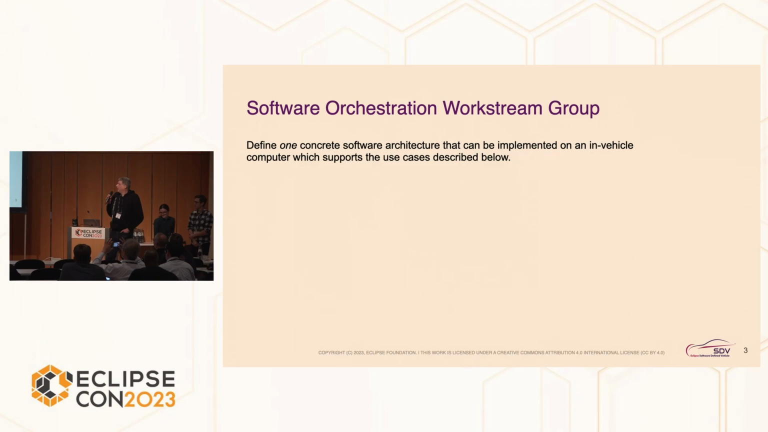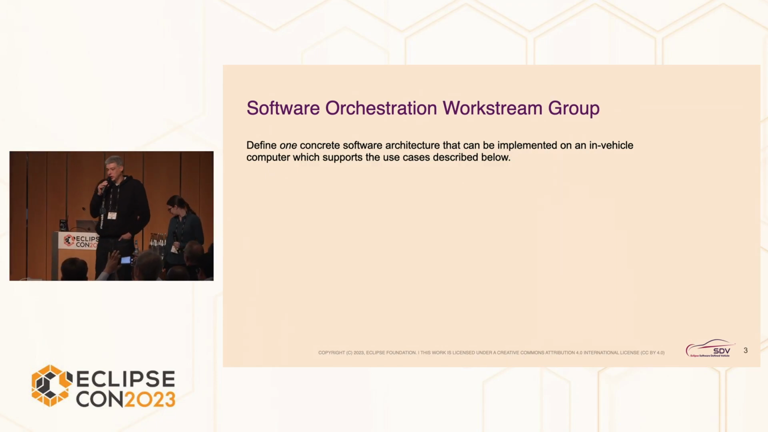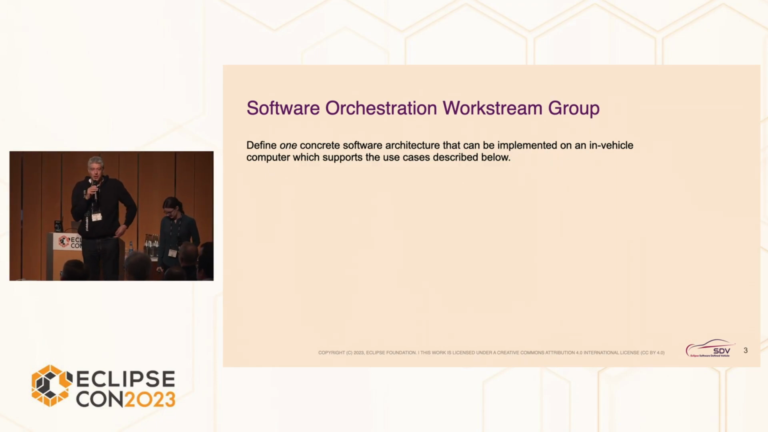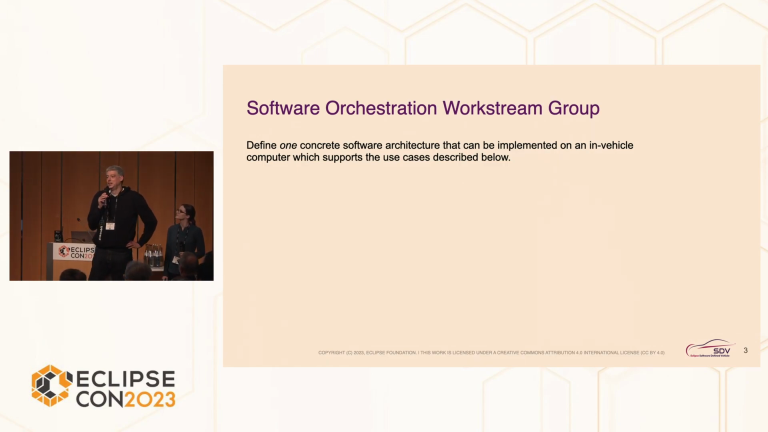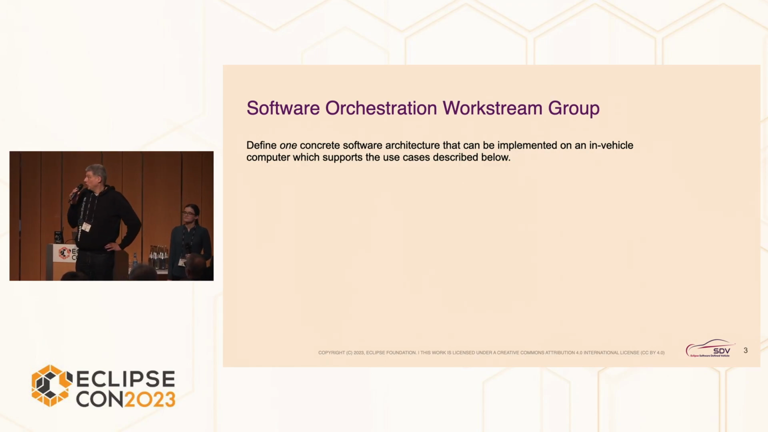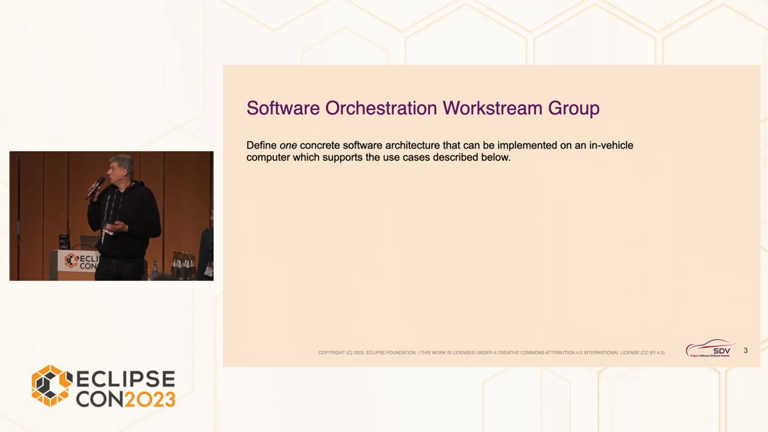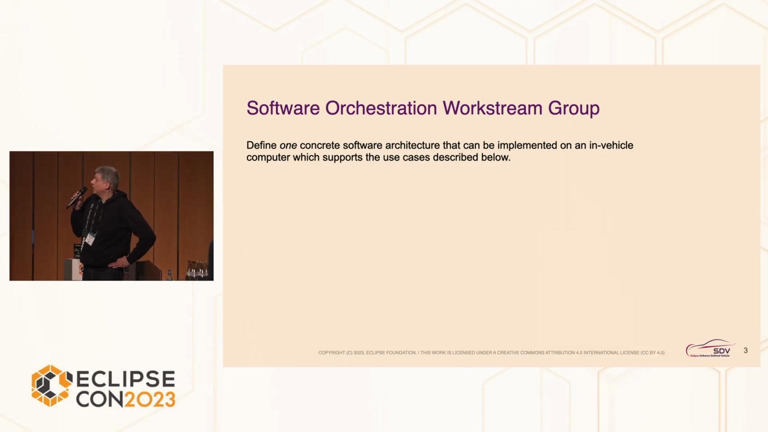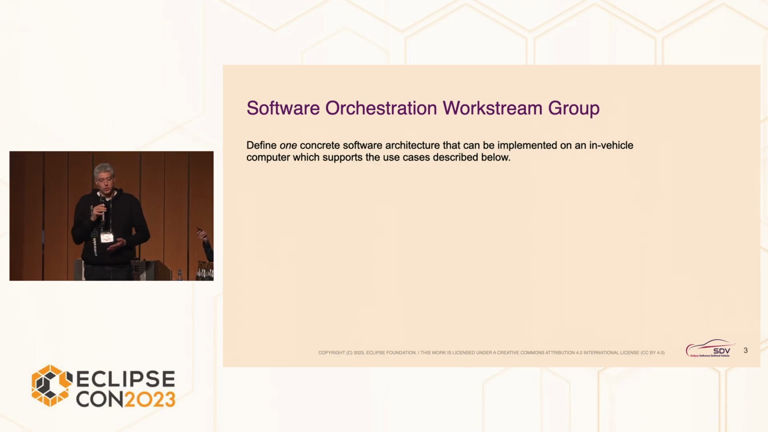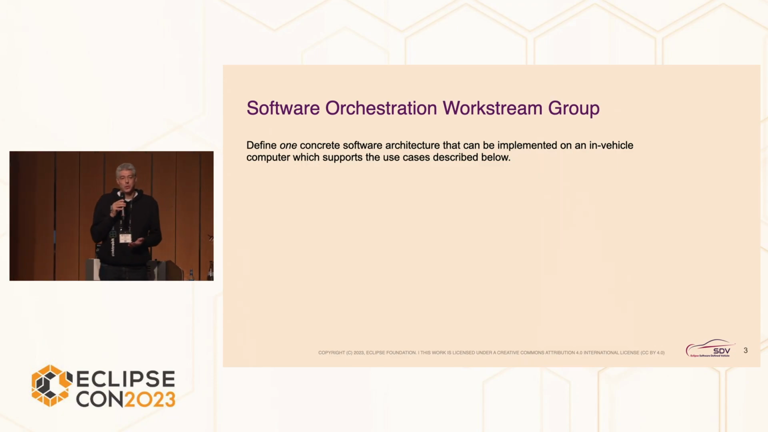Okay, so I want to start with what the software orchestration work group is about. The kickoff was in February this year, so it's not that old. The goal we've defined is to define one concrete software architecture that can be implemented on an in-vehicle computer which supports the use cases described below. First we asked, when we talk about software orchestration, what are the use cases for an in-vehicle computer? It's not about the cloud. There we know software orchestration very well, but it should run in the vehicle.